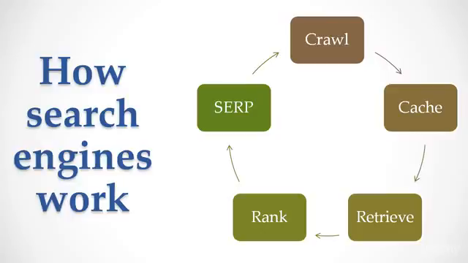So they'll display the listings on a SERP, a search engine results page. And that's what SERP stands for. So those are the 5 key areas in how search engines work. And over the next couple of videos, we'll go into them in a little bit more detail.